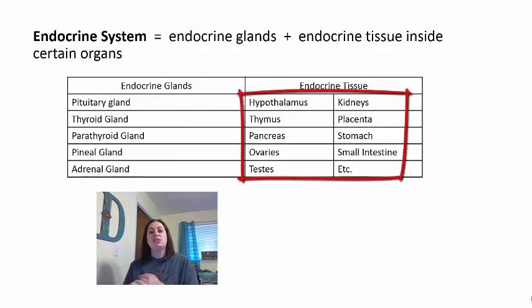The thymus gland, which is going to help with the immune system. The pancreas is mostly for digestion, but it does release some hormones. The ovaries and testes are for reproduction, but again, they are going to have hormones that are important. The kidneys are going to release a hormone, especially with red blood cell production. The placenta, which is a temporary organ found in pregnant women, is going to release hormones. The stomach will even release some hormones, and the small intestine. And guys, the list can go on and on.